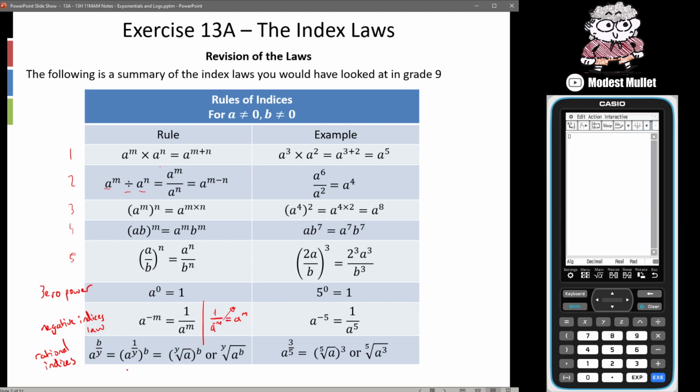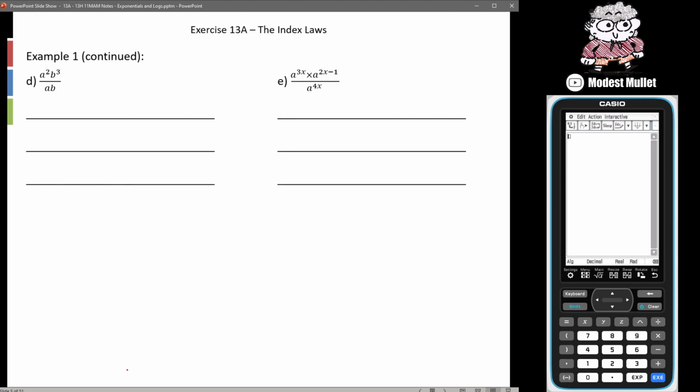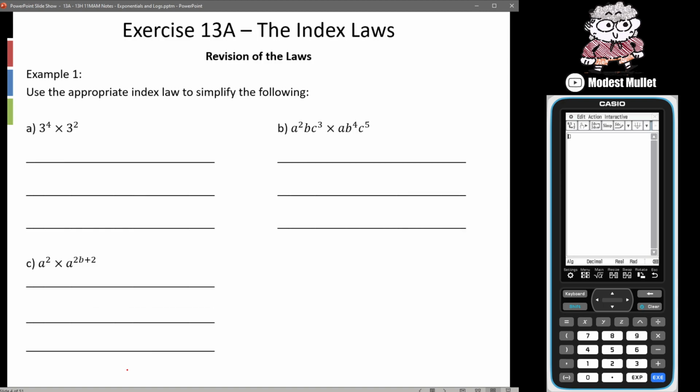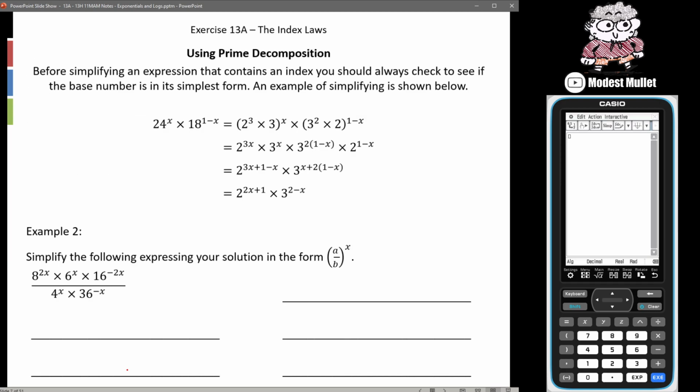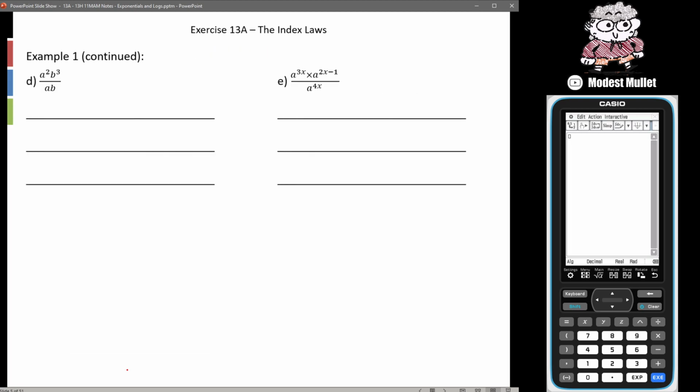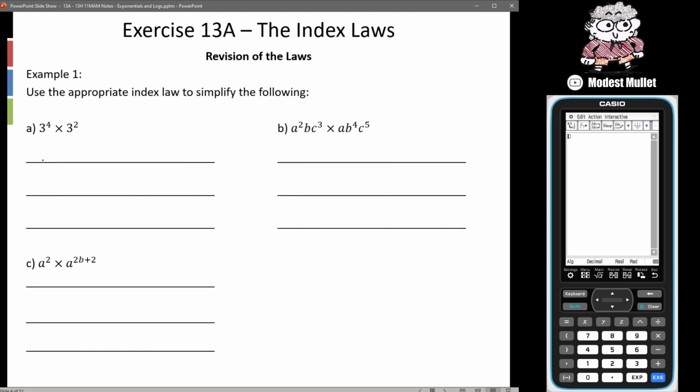And then the rational indices is exercise 13b, which we'll get to in a minute. So we've got a couple problems here that I'm just going to go through really quickly, not so much explain, just give you the full working out. Look at a prime decomposition, then there's a whole bunch of practice problems left for you to try in your own time. So let's get straight going into it.